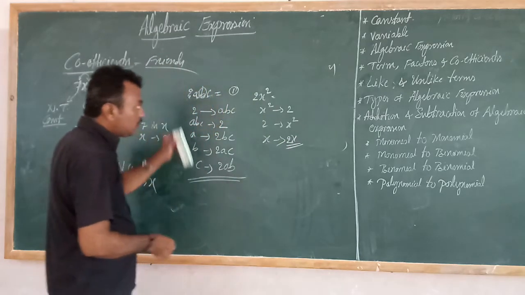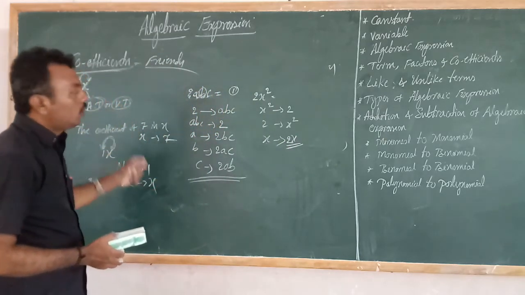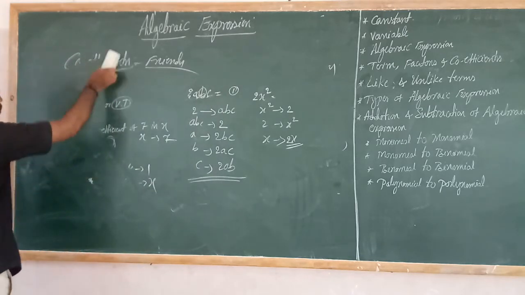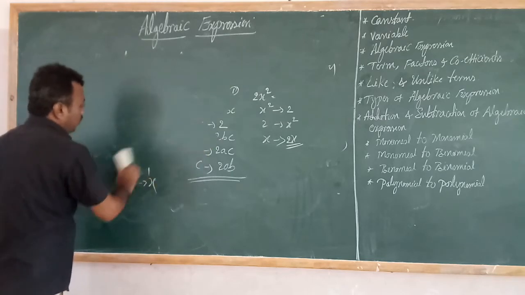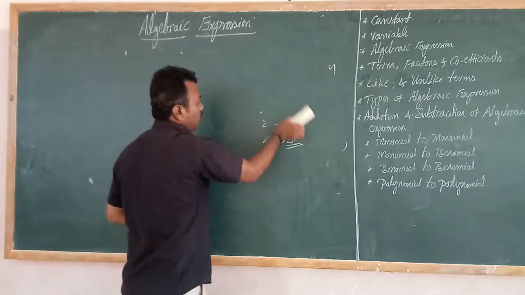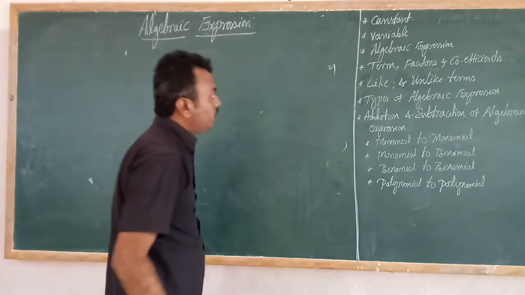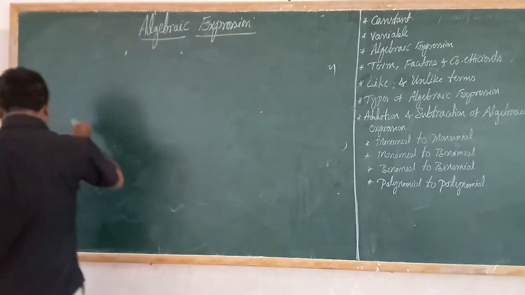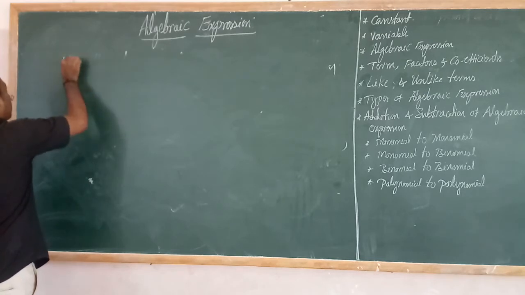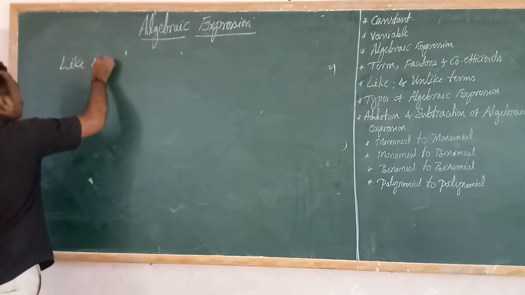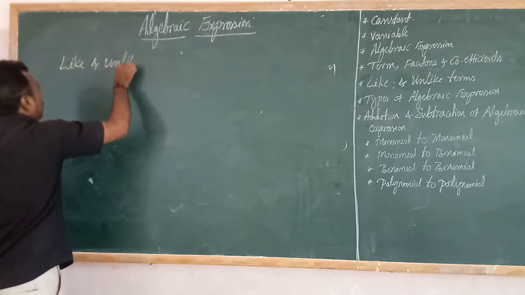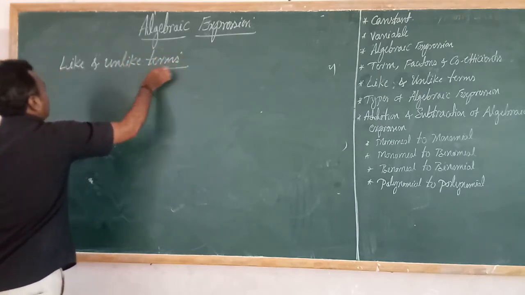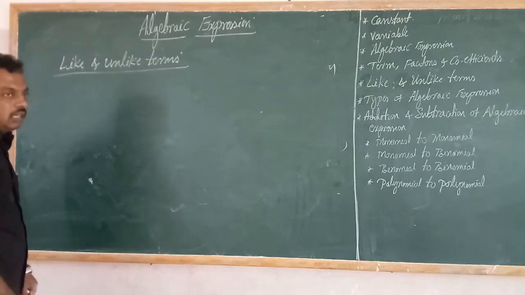Okay. So like this we have to write the coefficient terms. Okay. So next, students, the next one, like and unlike terms. What do you mean by like terms and unlike terms?